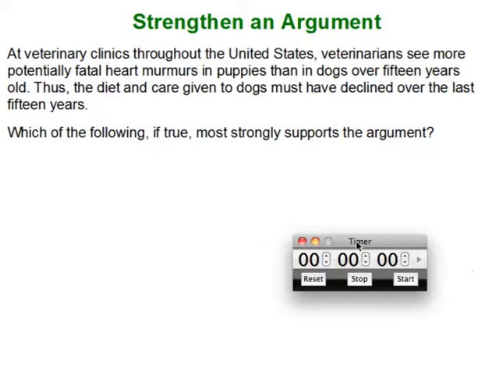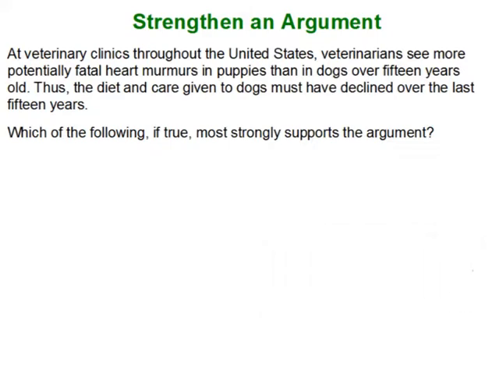So what's the fact that's submitted? Well, the fact is that veterinarians see more fatal heart murmurs in puppies than in dogs over 15 years old. So this is the only fact we have. More heart murmurs in puppies than heart murmurs in old dogs. And on the basis of this heart murmur fact, the author is concluding that the diet and care given to dogs must have declined.